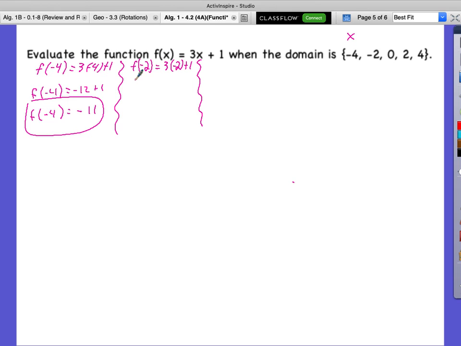Alright, I'll start working on everything. Equals -6 plus 1. So that would equal -5, so f of -2. Instead of writing out the f part every time, I just put equals.